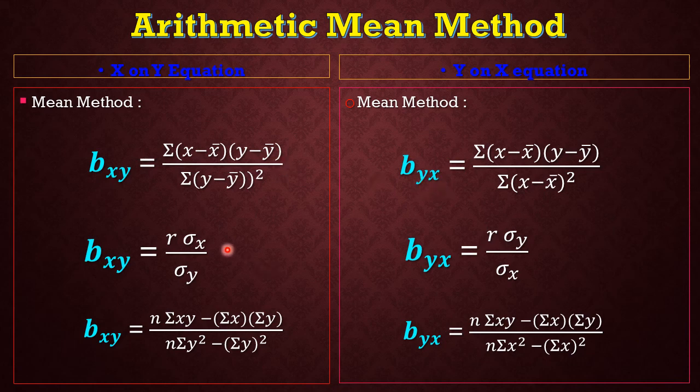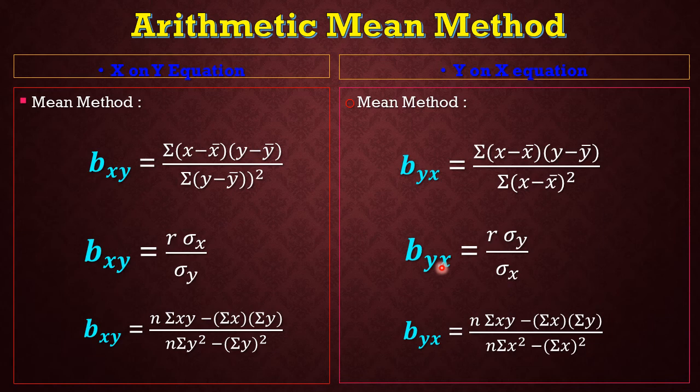We can use either of the three equations to derive the value, provided this information is available in the question. If that is available, we can use any of these equations. In the illustration given before, you have seen that they have provided the information with respect to r, the standard deviation of x and the standard deviation of y. So using the second equation here, for x on y and y on x, we can find the value of b of yx, and after that, under the arithmetic mean method, we can fit the regression equation and predict certain values. That we'll be doing.